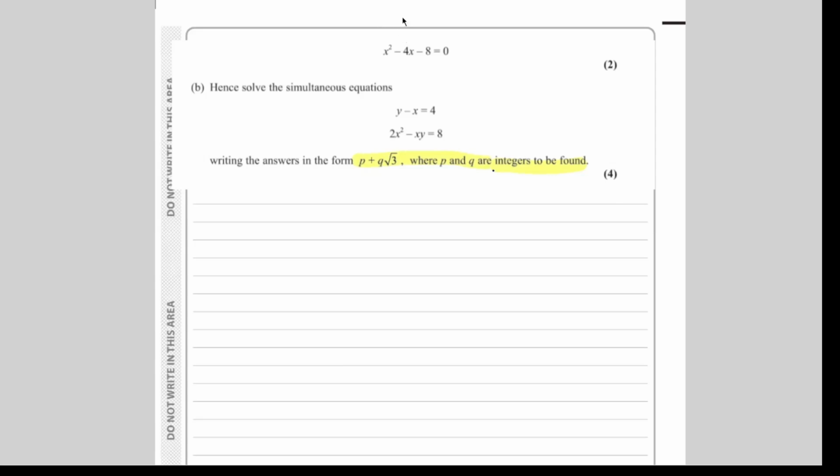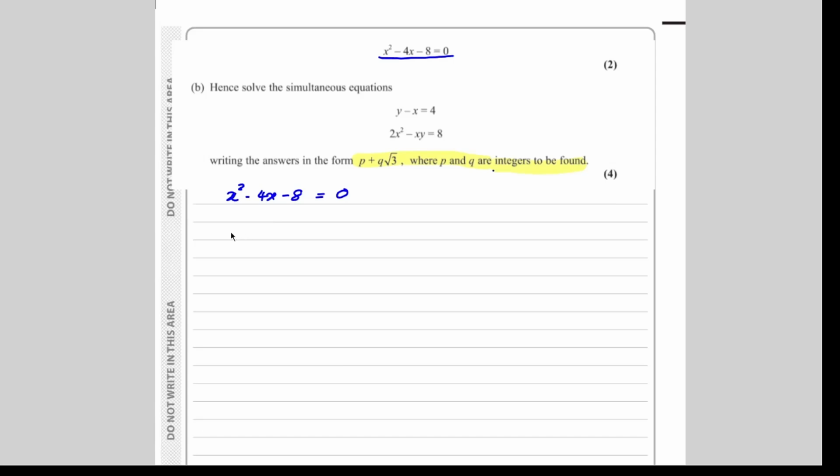We need to solve the two equations. So let's label this one. Now by solving this equation, we can get what the x values are, right? So let's solve the equation x squared minus 4x minus 8 equals 0. Let's solve the equation first, then we can get what x is. So we can use the formula. That's the easiest one, I guess, for the children. Or you can do the completing the square format as well.